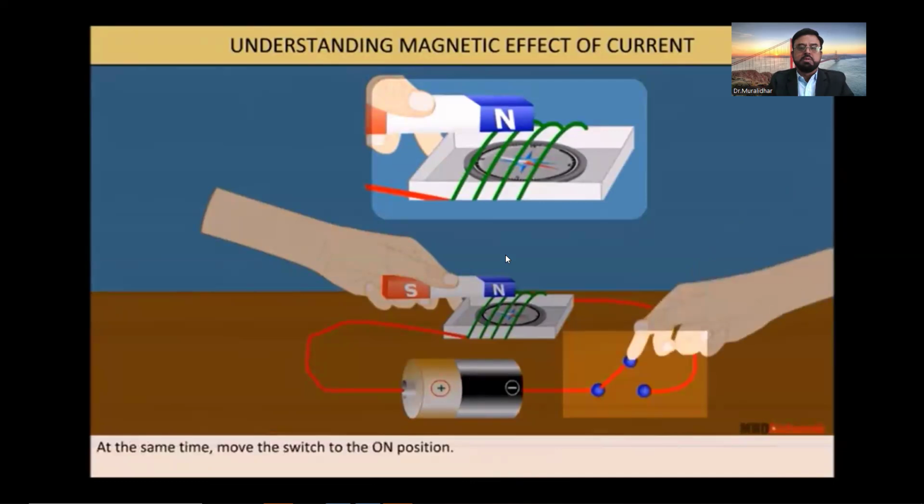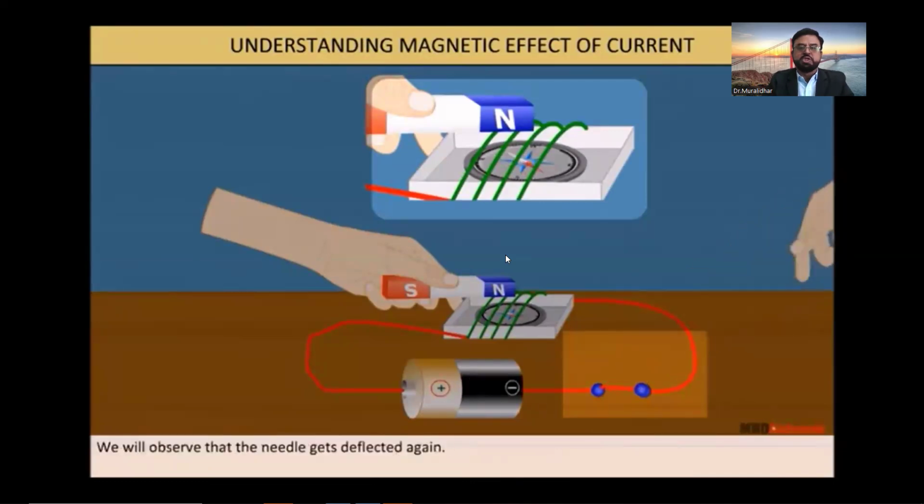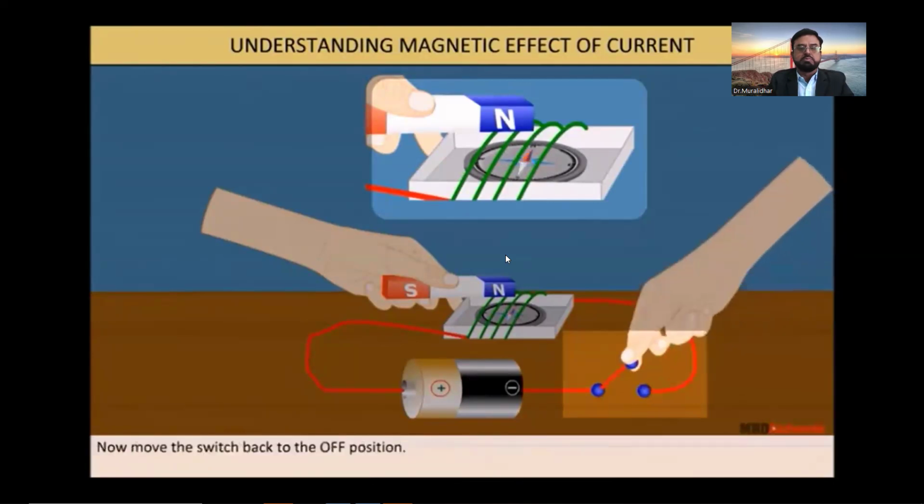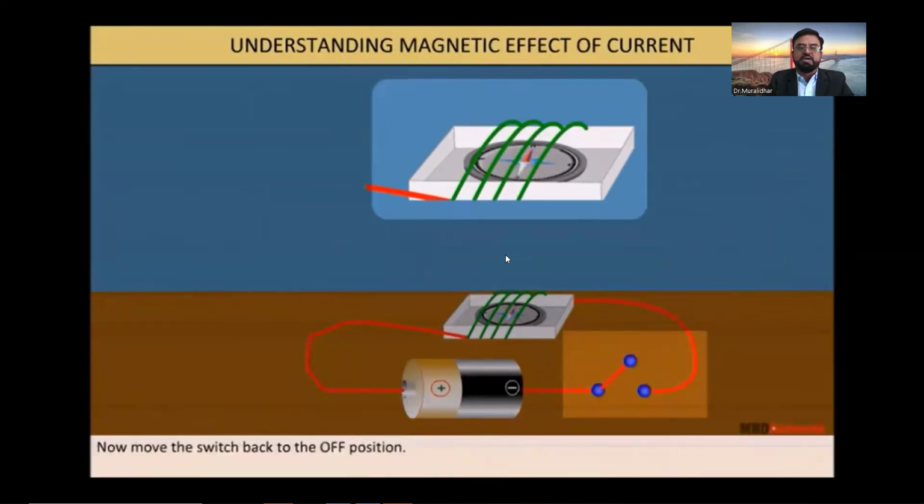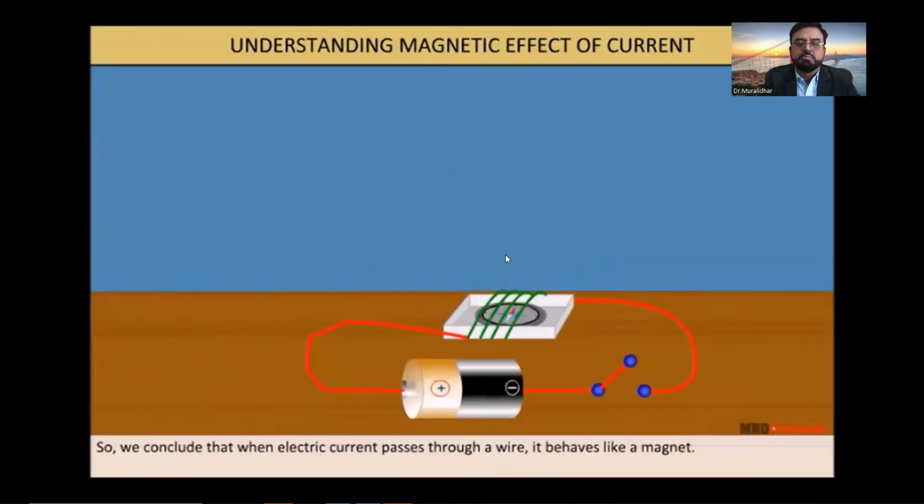At the same time, move the switch to the on position. We will again observe that the needle gets deflected again. Now move the switch back to the off position. We will observe that the needle comes back to its original position. So, we conclude that when electric current passes through a wire, it behaves like a magnet.